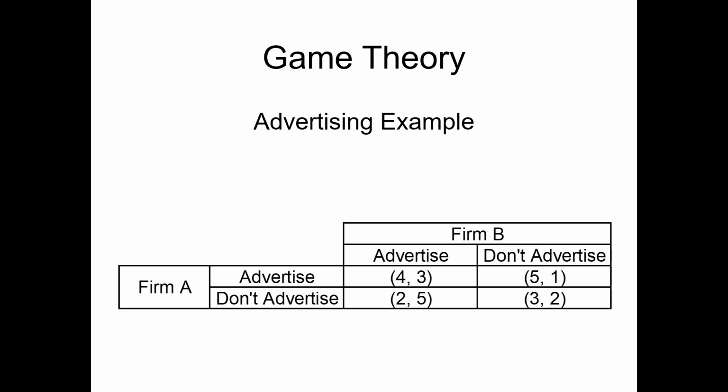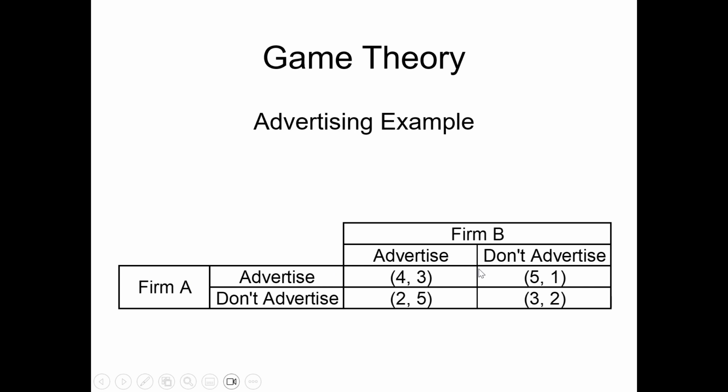So first we have a small example under game theory. We have an advertising example. Here we have two firms, firm A and firm B. Firm A is kept on the left side and firm B is kept on the right side, and they have two options. Firm A can advertise, or it can choose not to advertise, that is, don't advertise. The same for firm B: one option is to advertise, the other is not to advertise.